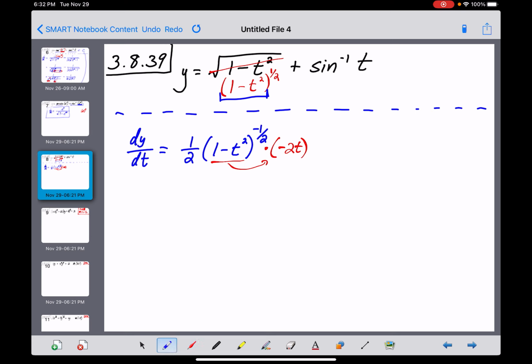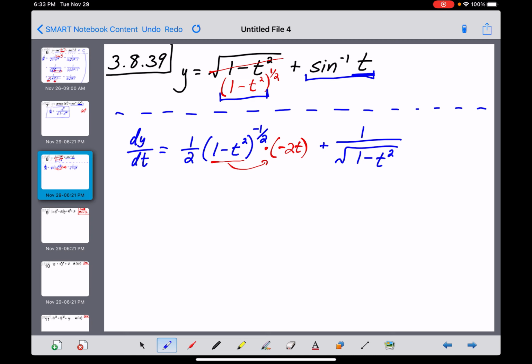Now, moving on to the derivative of the second term, this one's pretty straightforward, hoping we have these down by now. The derivative of inverse sine of t is going to be 1 over the square root of 1 minus whatever your u is, which here is just t, squared, times the derivative of that, but the derivative of t is just 1. So that's our derivative there, everybody, and so the calculus of all this is done.